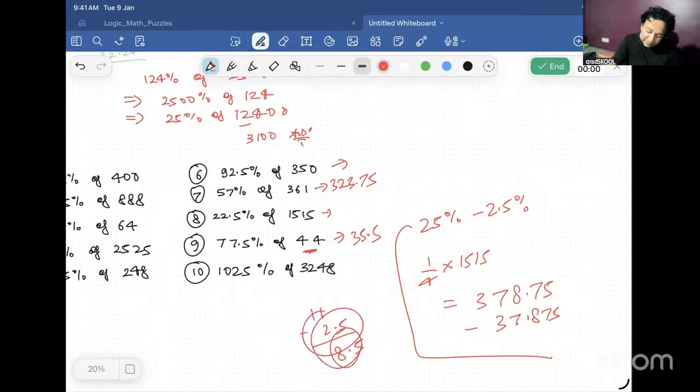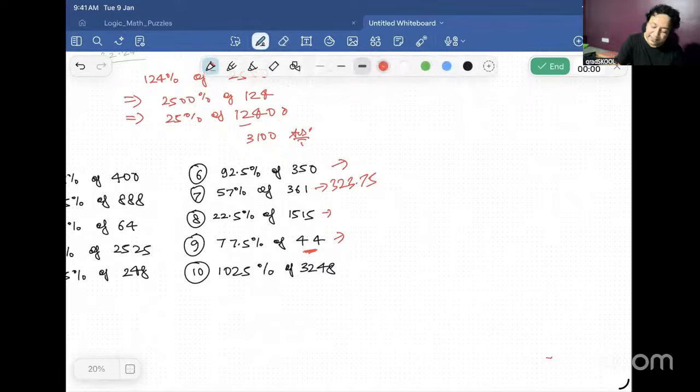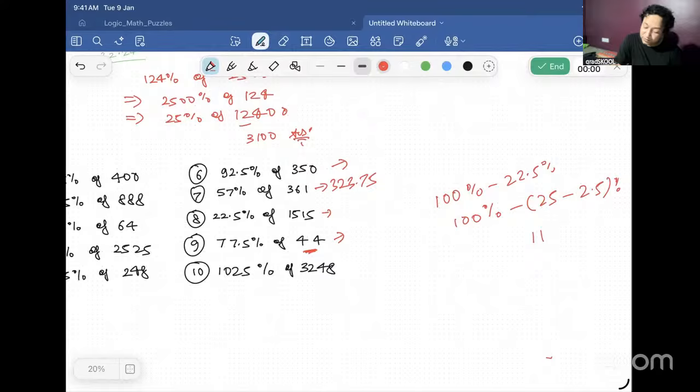25% minus 2.5. तो गलत लिखा है मैंने, थोड़ा मिटा दूं. I need some space here. 77.5% is basically 100% minus 22.5%. And this in itself is 25 minus 2.5%. 25% is 11 and 2.5 is 1.1. Yeah, this is correct. And this is 44 already. 44 minus 11 minus 1.1. 33, 32.9 is what you get. Right? Rudrakshi, yeah, I did that.